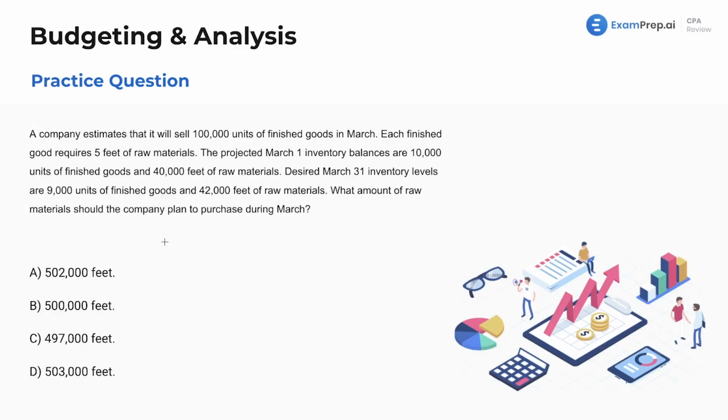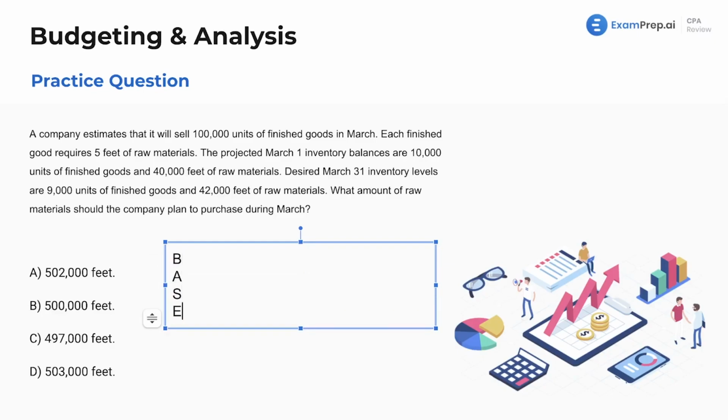It's nothing too revolutionary. You'll see this on FAR and BEC. Definitely a good amount here on this test. So base formula. Beginning, addition, subtraction, ending. Just like in your own bank account. You have a beginning balance. You have additions, deposits for the month. You have subtractions or withdrawals for the month. And you have your ending balance in your bank account.